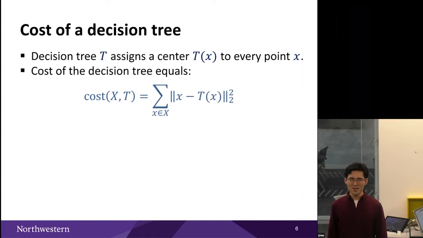So they also propose to use K-means cost to measure the quality of the decision tree. So remember, we use the decision tree to partition the whole space into k regions. And for each region, we add a unique center for this region. And then the decision tree assigns a center T(x) to every point x. And the cost of this decision tree is equal to the sum of squared distance from x to its center T(x).